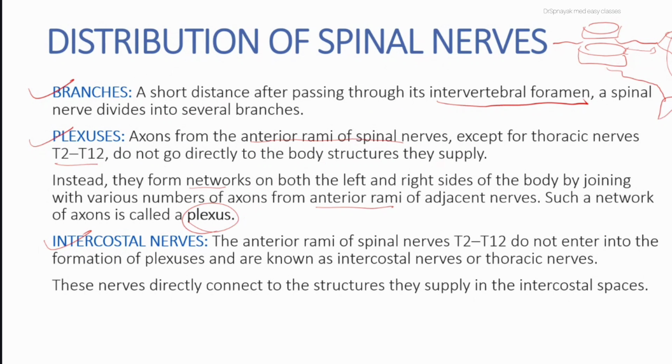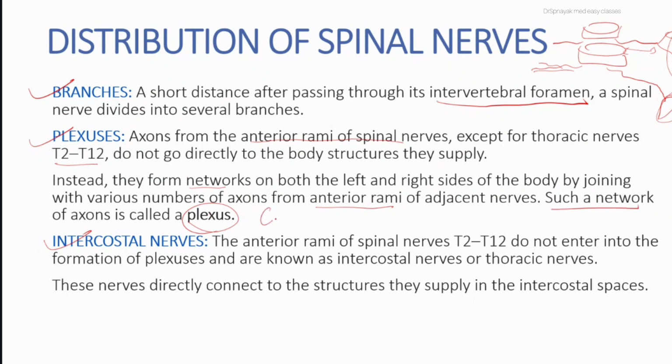So all the nerves do not directly connect to the different body organs, and they do not directly give an input or output. Sometimes they form various bundles together on both the left and right sides of the body by joining with various axons. Rami also refers to branches. So from the anterior rami, that is from the front, the branches and bundles that are formed join together to form networks, and such a network is known as a plexus.